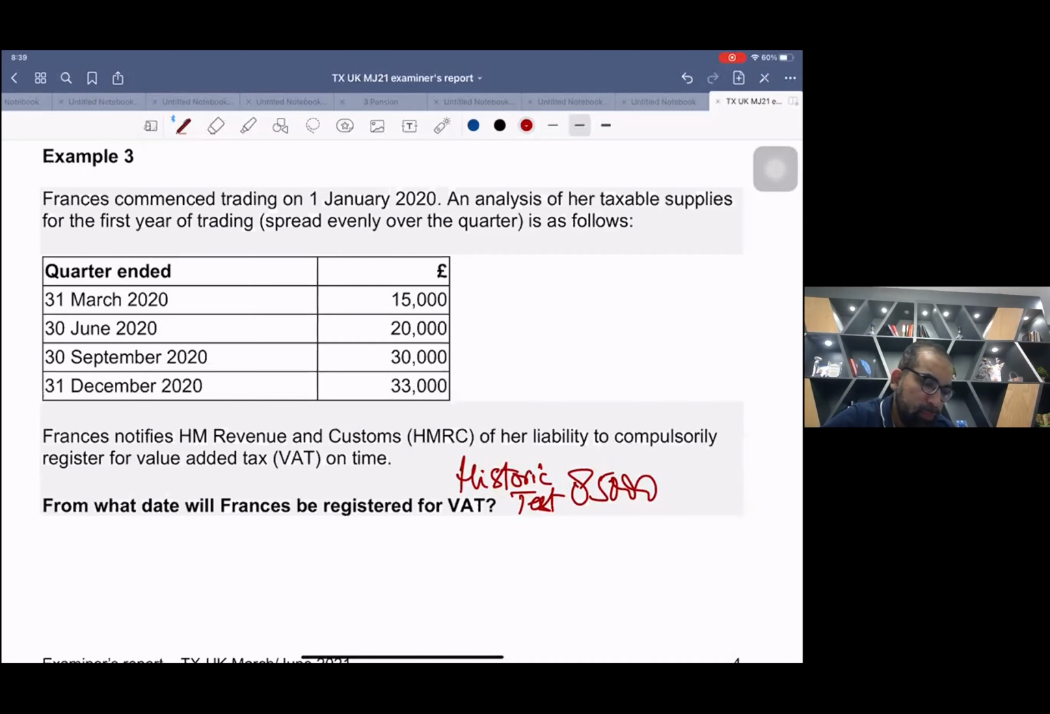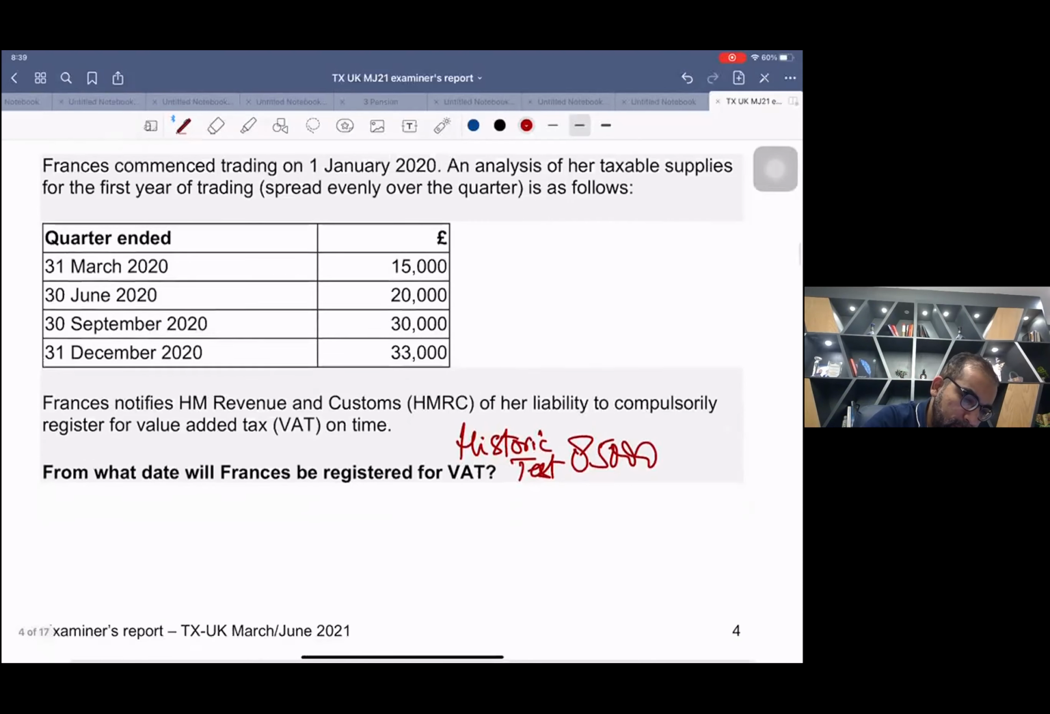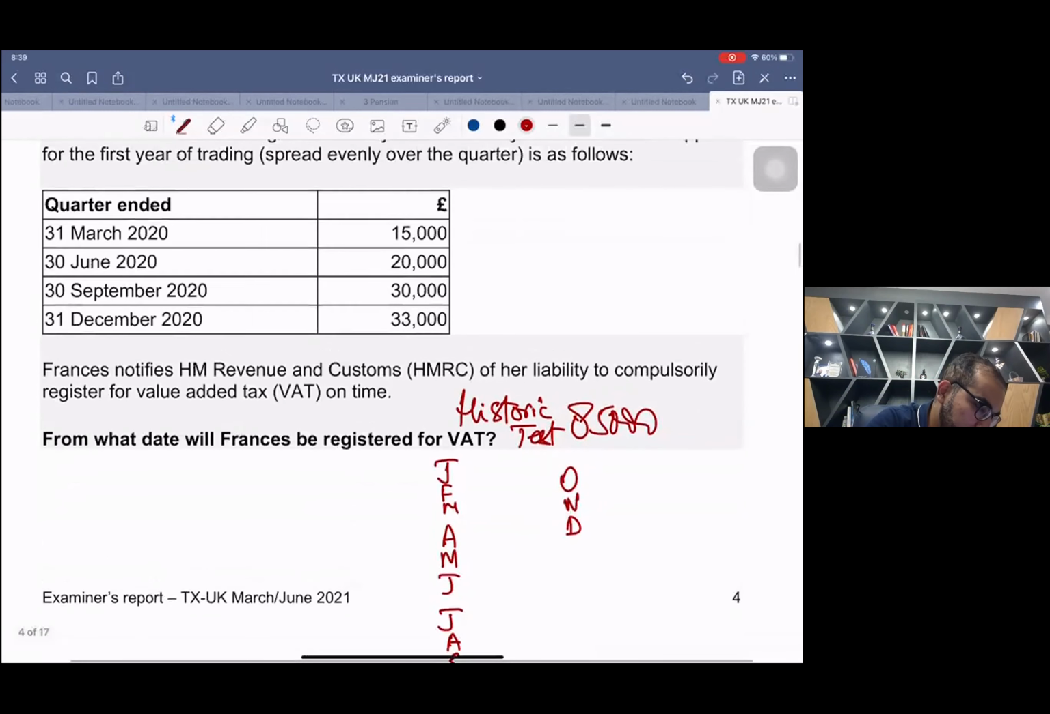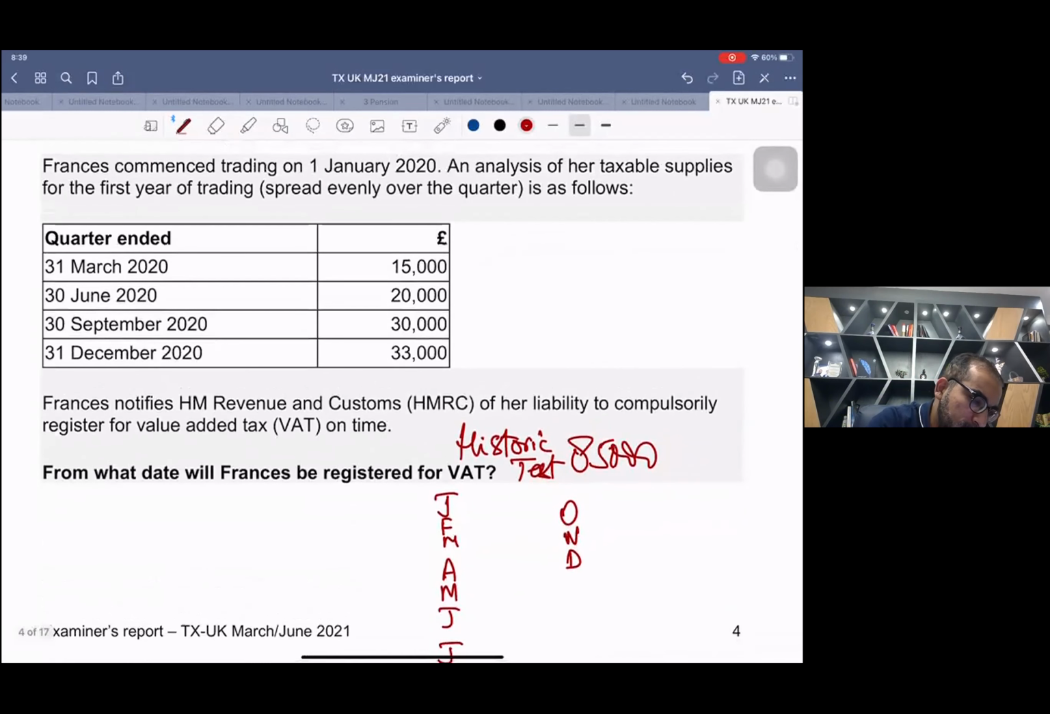Let me start. See, you have Jan, Feb, March, April, May, June. This is third. Then July, August, September. Then you have October, November, December. Listen, for Jan, Feb, March, you started on 1st January 20. For Jan, Feb, March, it's 15,000. Then April, May, June. These 3 months, 15,000 is less than 85. So still go forward.